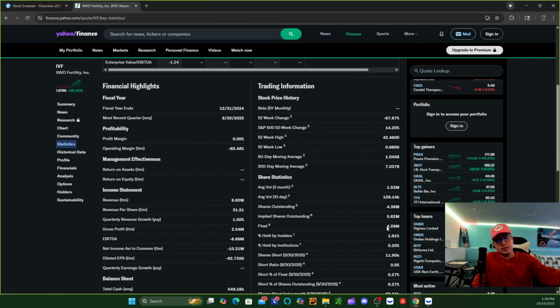So this float is very good. So 4 million compared to a company that has 500 million. So the philosophy is less float, more volume. So the more volume there is, there's more buyers. Float is how many shares there are in the market to buy. So the less float there is, the more volatile the stock will look.